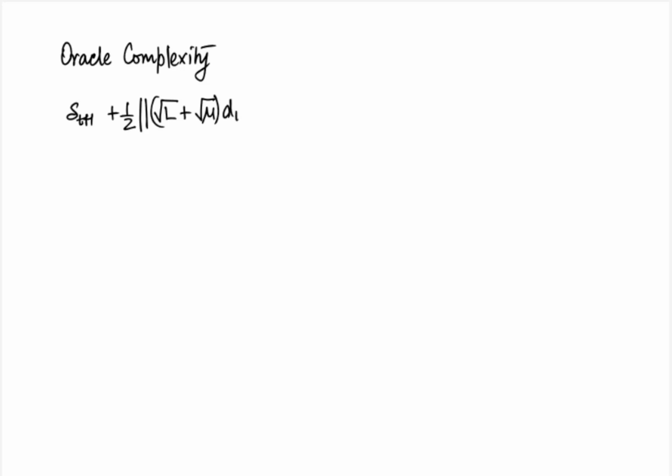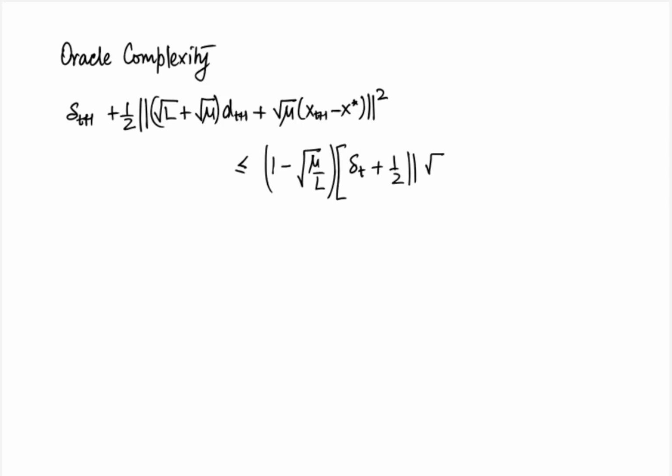This implies that γ equal to (1 − √ρ)/(1 + √ρ). So finally we get the required contraction bound, which is that Δ_{t+1} + ½‖(√L + √μ) d_{t+1} + √μ (x_{t+1} − x*)‖² is less than or equal to (1 − √(μ/L)) Δ_t + ½‖(√L + √μ) d_t + √μ (x_t − x*)‖².